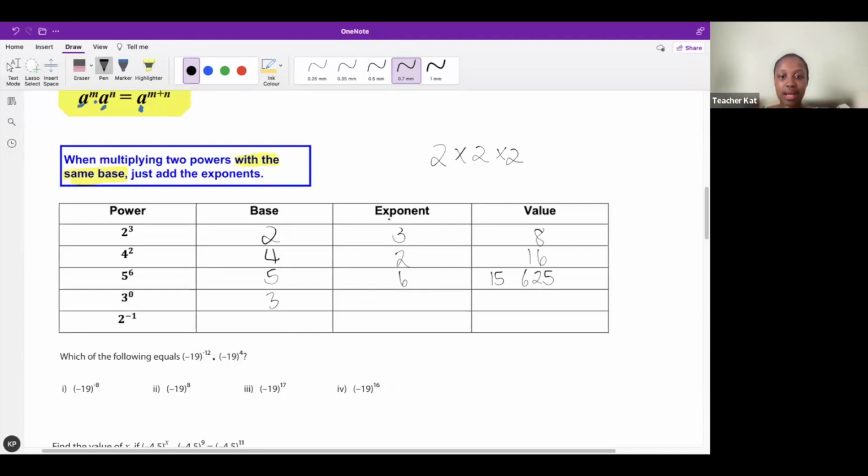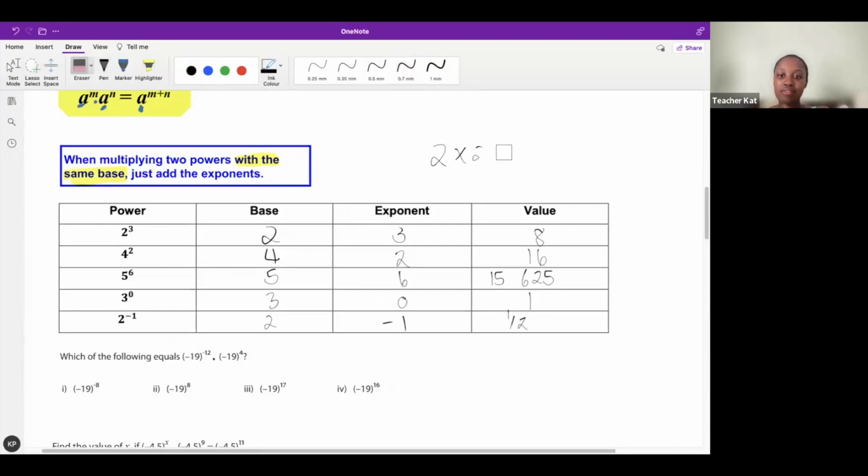Next one, my base. My base is 3. My exponent, 0. And the value, 1. That is one of the other rules of exponents that we'll get to in another lesson. And for my last one, my base, 2, exponent -1, and the value. What is the value for this one? Nice, Buhlali, it is a half. That is another law of exponents that we will get to.